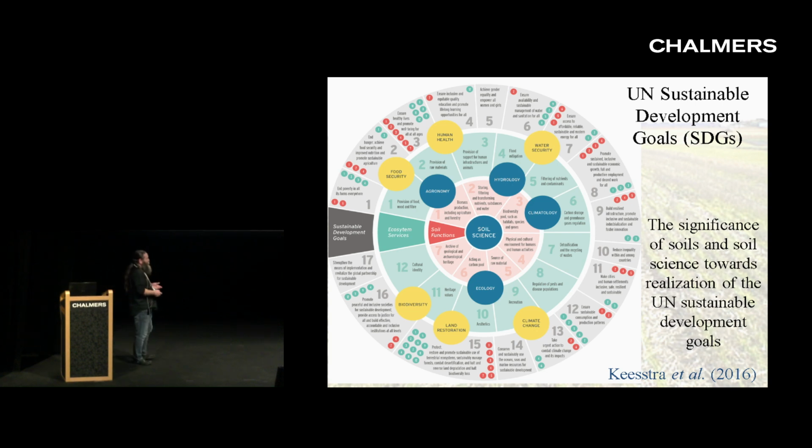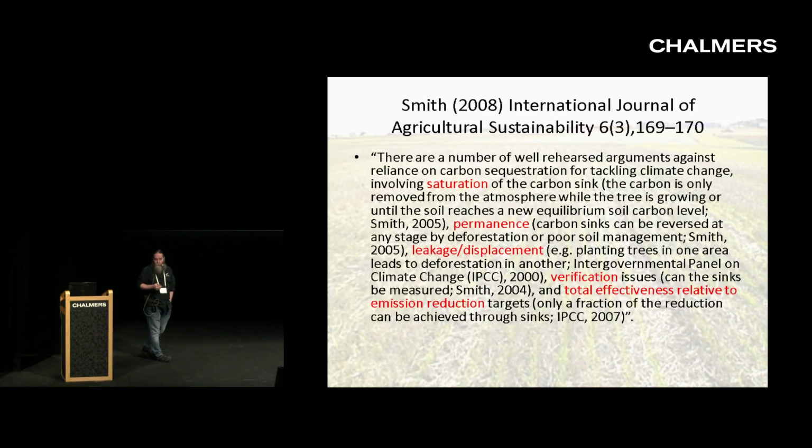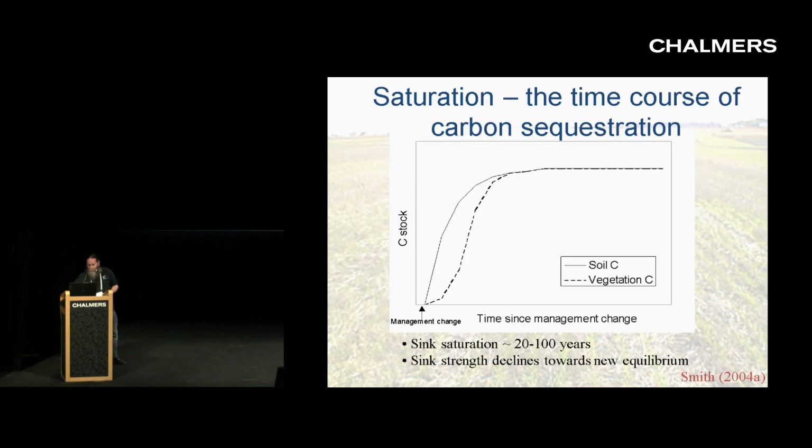So if this is so fantastic, why aren't we doing it? Well, we are, but these are some of the caveats, some of the relative issues associated with soil carbon sequestration. The first one is saturation, the second one is permanence, and the third one is leakage and displacement. So I'll just say a little bit about each one of those.